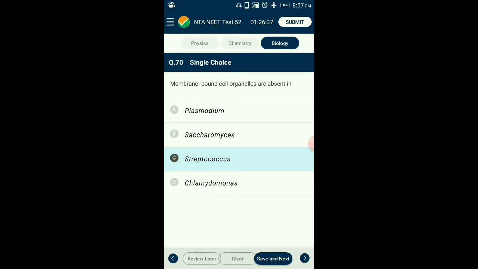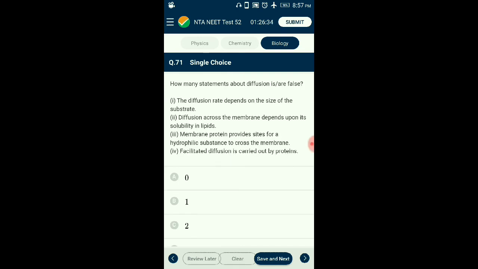Remaining all other organisms are eukaryotes. Question number 71. How many statements about diffusion are false? Here there are 4 statements given.